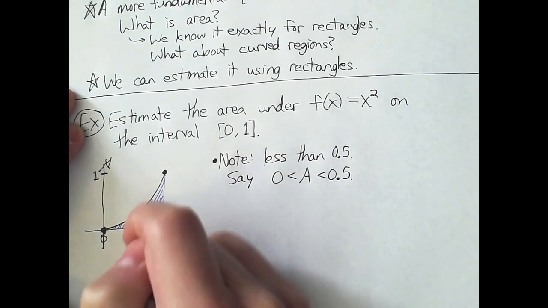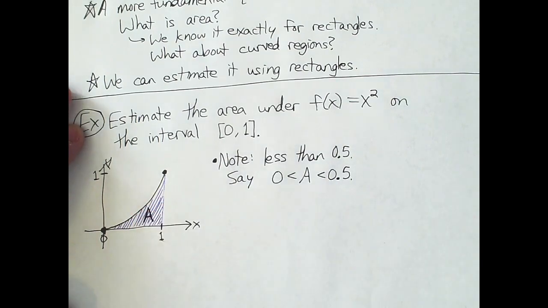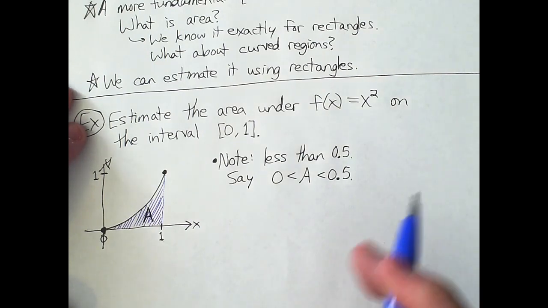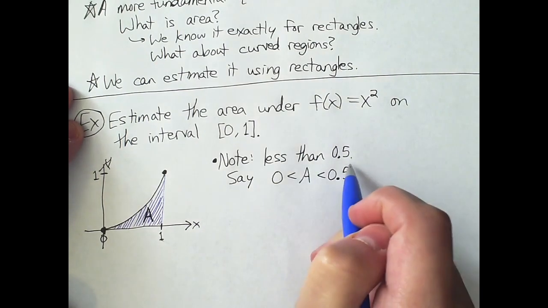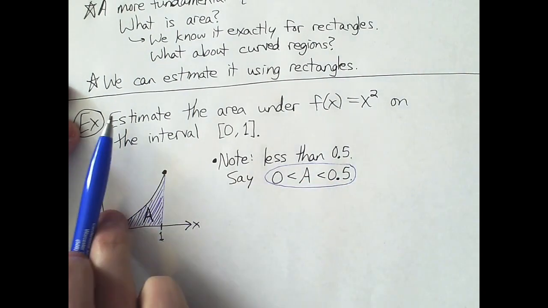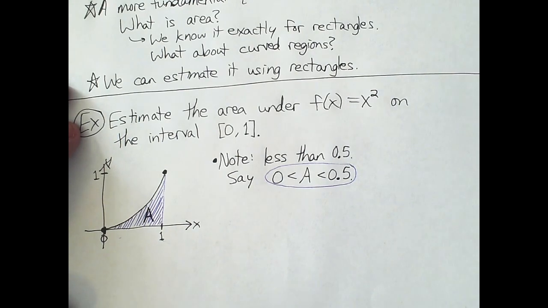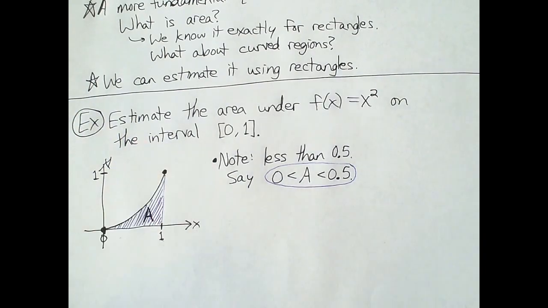I'm calling the area A. We'll put a big A in this region. The area that we're looking for is called A. We have a lot more to discuss, but I'm going to circle this. The problem said to estimate the area, and this is our first estimate. We're saying the area is somewhere between 0 and 0.5, and now we're going to try to narrow it down a little bit more. Is it between 0.1 and 0.4 maybe? Let's try to figure this out.